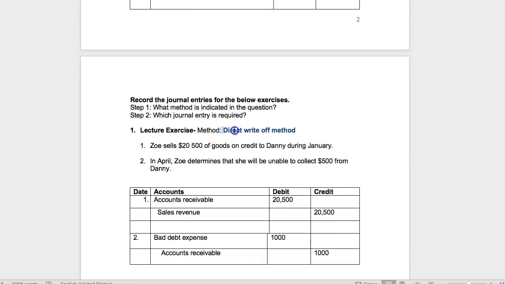So the first method is the direct write-off method. First, you need to record the sales on account, and then it says they know or find out that they cannot collect the cash. So then you need to write off the accounts receivable. So you decrease the accounts receivable and you show that this is an expense for the business.